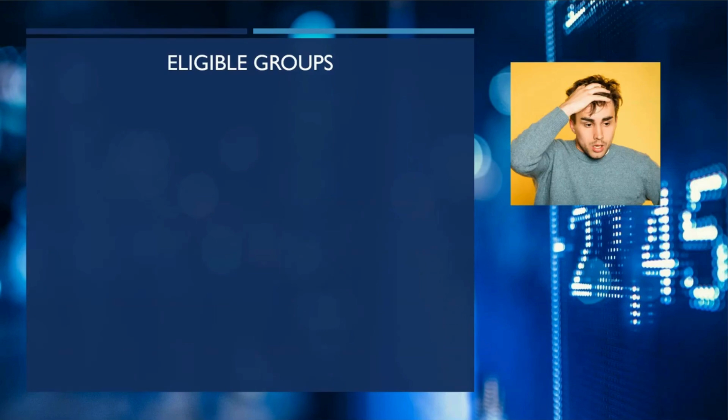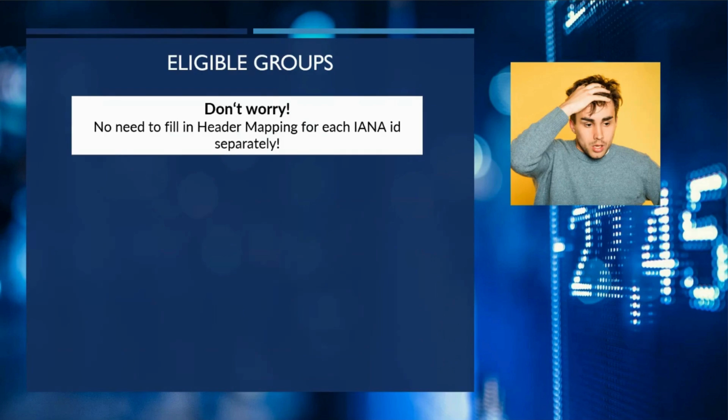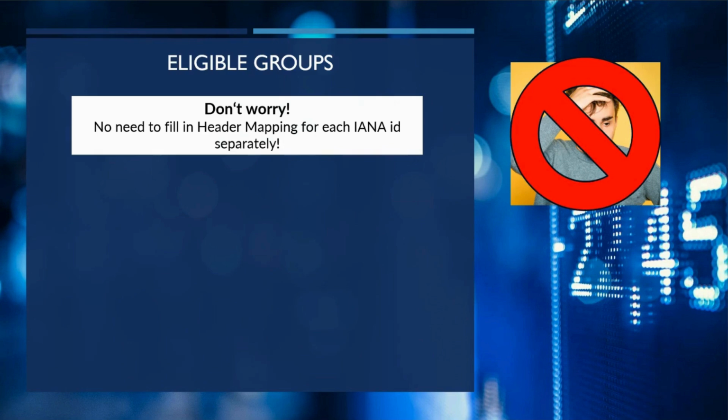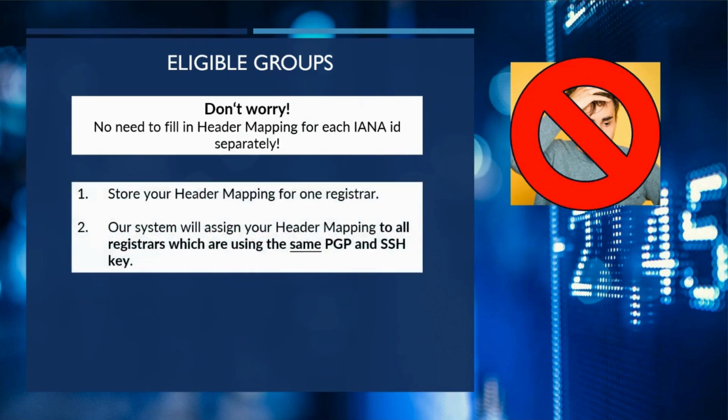This is for eligible groups. Don't worry. If you are an eligible group, it is not necessary to fill in the header mapping for each IANA ID. Just store your header mapping for one of your registrars. Our system will assign that header mapping to all other registrars. And this is important only for those registrars which are using the same PGP and SSH key.